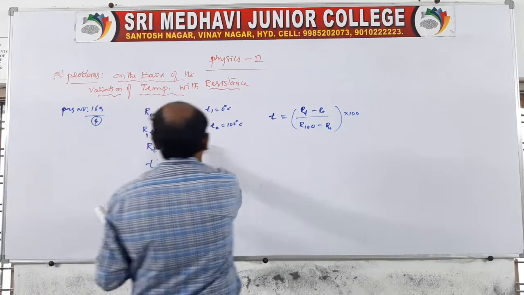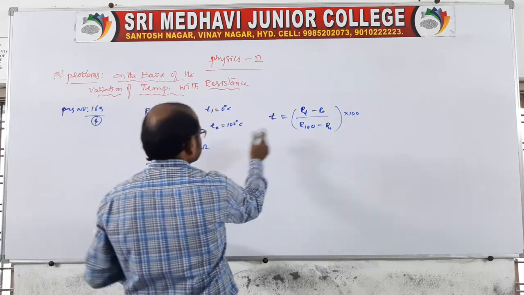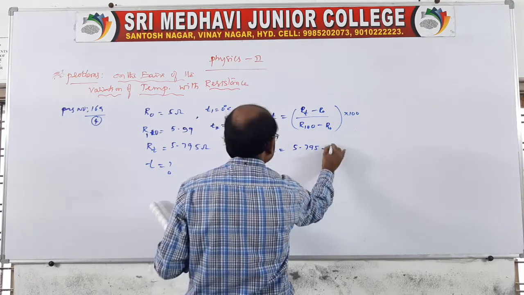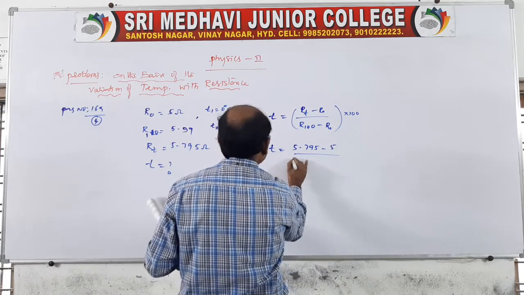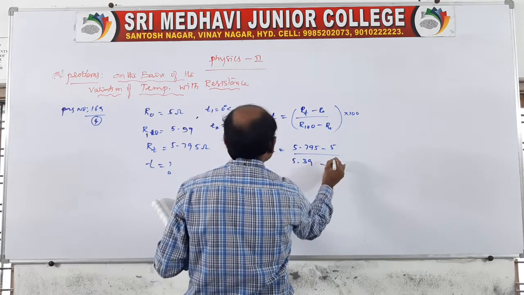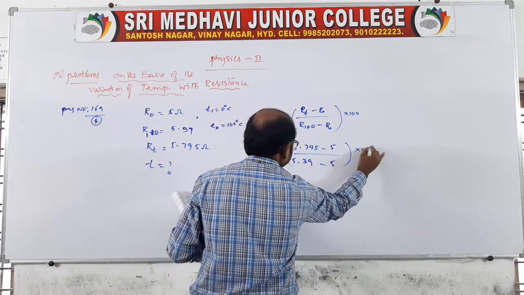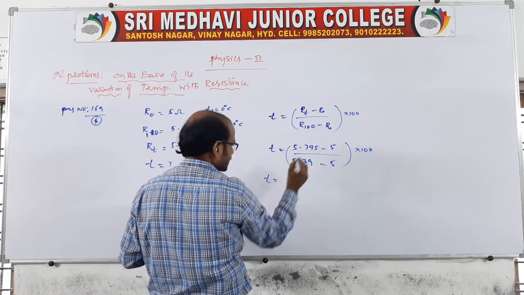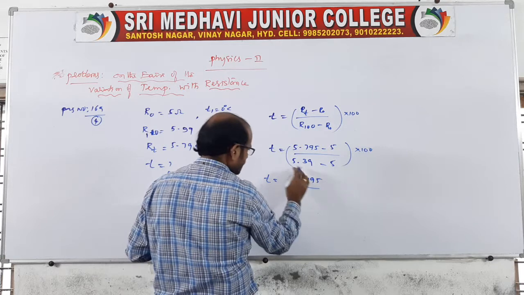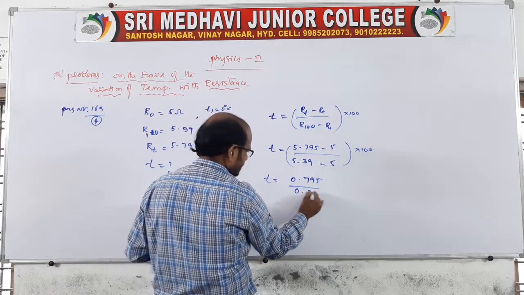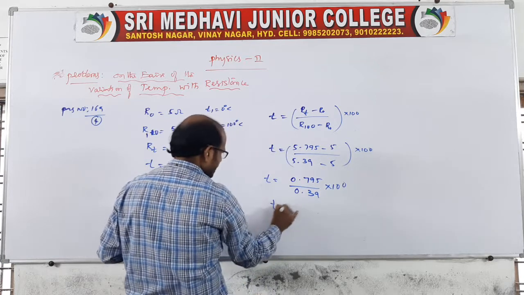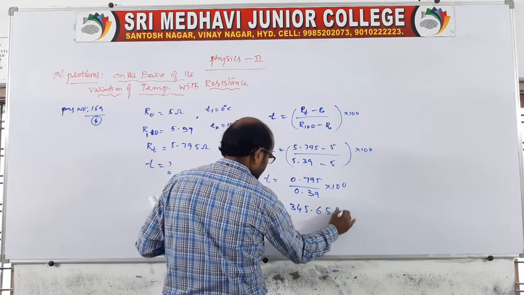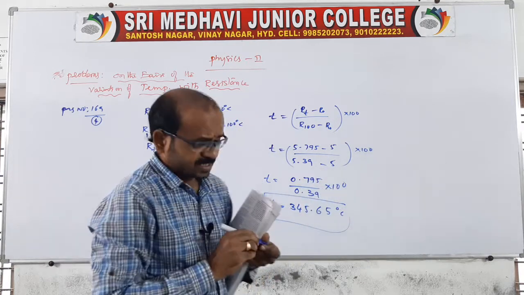We know RT, so substitute here: RT is 5.795 minus R0, which is 5 ohm, by R100, which is 5.39, minus R0, which is 5, into 100. If you subtract this, we get the temperature of the given platinum wire. So 5.795 minus 5 is 0.795, by 5.39 minus 5, which is 0.39, into 100. If you divide this, we get the final answer, 345.65.